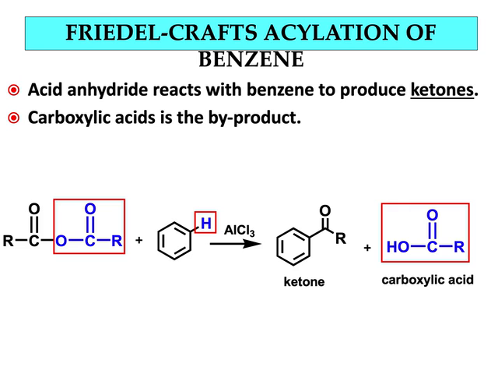Next is Friedel-Crafts acylation of benzene. Acid anhydride reacts with benzene to produce ketone. Acid anhydride reacts with benzene, with this reagent, to form ketone. And then the side product is carboxylic acid.